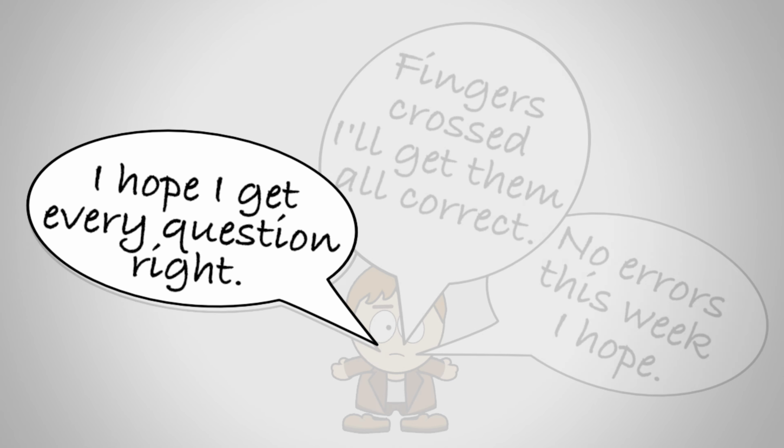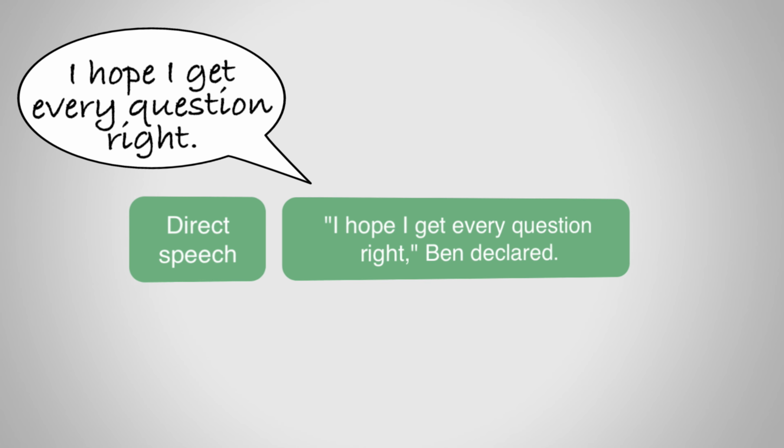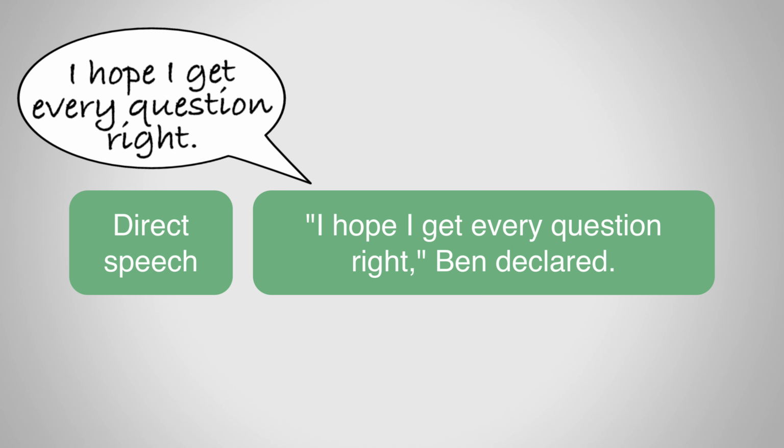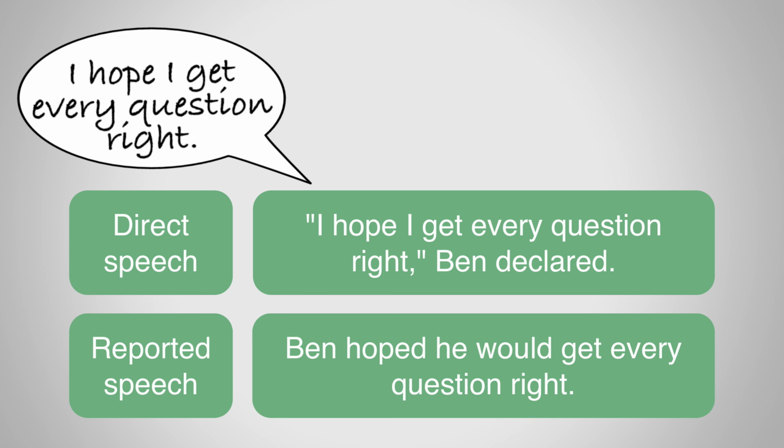Let's take this first one here. As direct speech, this may be written like this: "I hope I get every question right," Ben declared. So how is this different to the reported speech? Well, for a start, the inverted commas have gone. But this isn't the only difference. With the direct speech, Ben is referring to himself as I. This is known as the first person. Whereas with the reported speech, Ben is referred to as he. This is known as the third person.